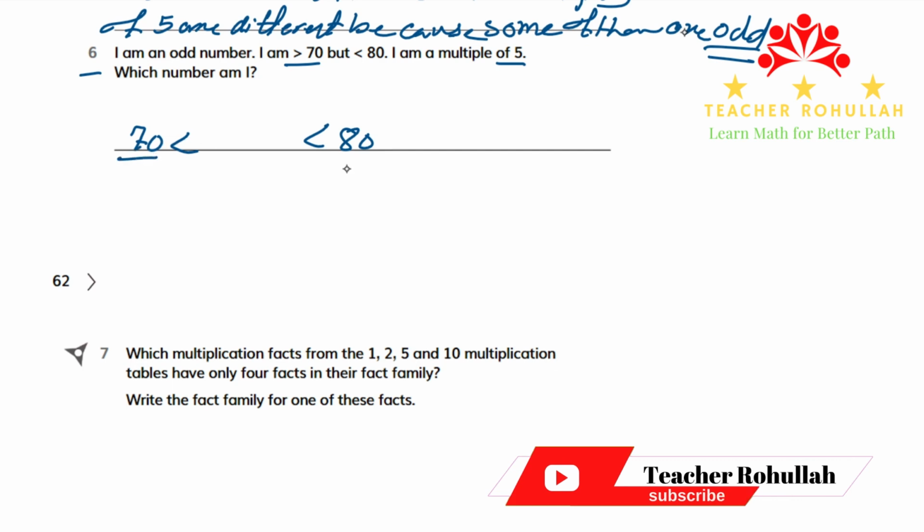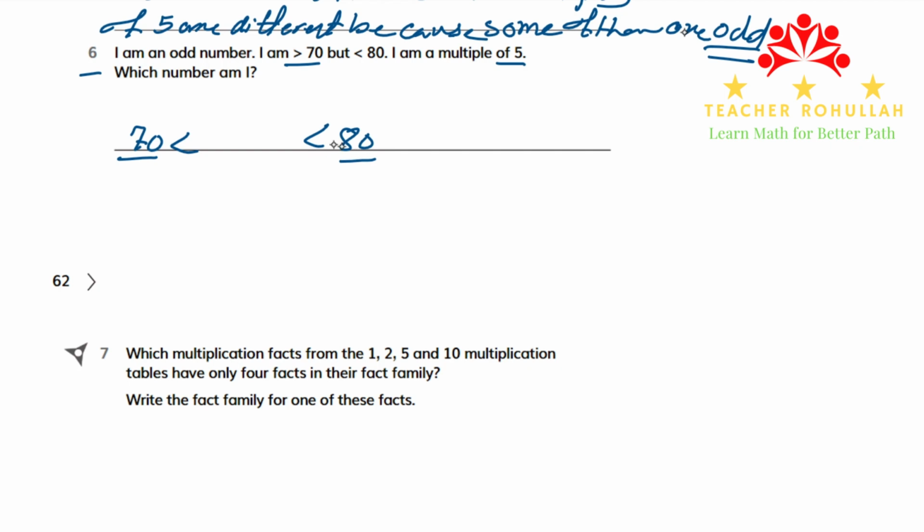70 is a multiple of 5. 80 is a multiple of 5. But what is the number that is between 70 and 80 and is a multiple of 5? It's for sure 75, because we said multiples of 5 end either in 0 or in 5, which in this case means we can only have 75, which is between 70 and 80. Well, let's scroll down to move to the next question.